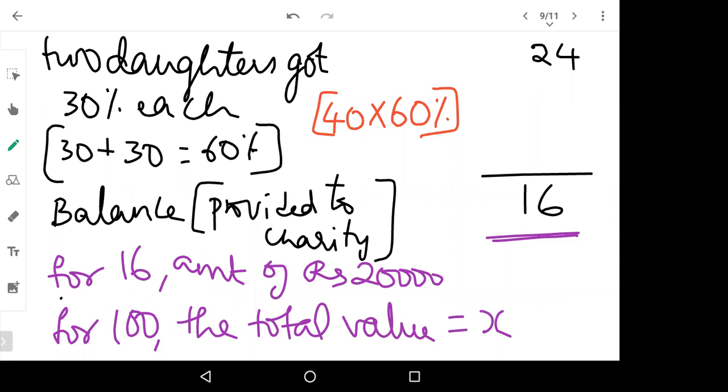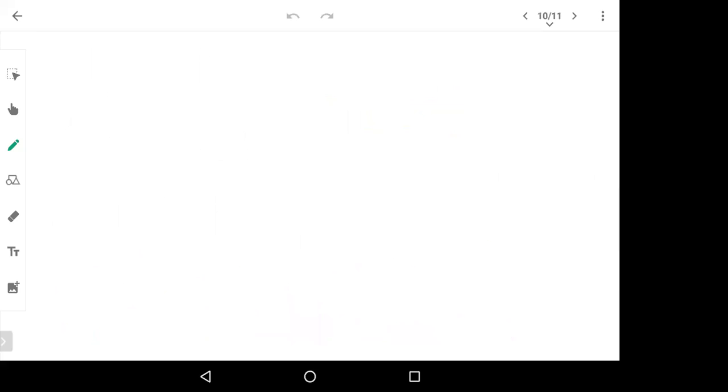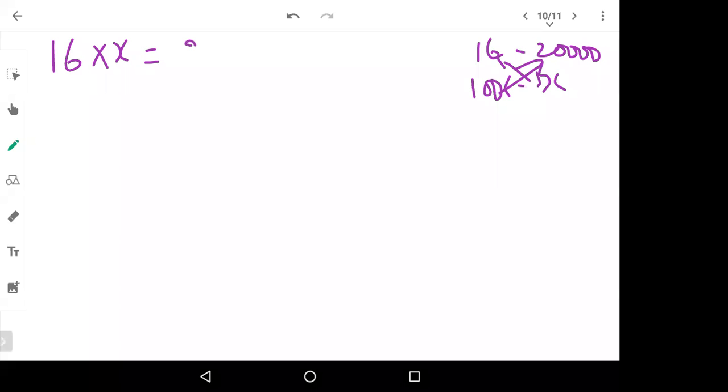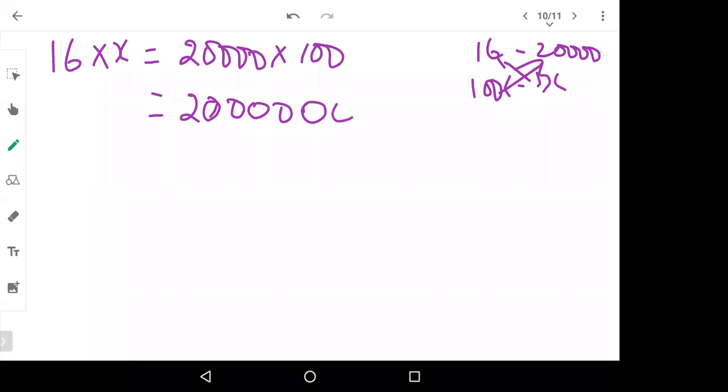Now I hope you know how to do the cross multiplication. For 16, if you have the amount of 20,000, for 100, what will be the total value? Now, if you consider the cross multiplication, for 16, it is 20,000. For 100 is X. Do the cross multiplication. So, 16 into X is equal to 20,000 into 100. So, 1, 2, 3, 4, 5, 6. So that will give us 20 lakhs is equal to 16x.